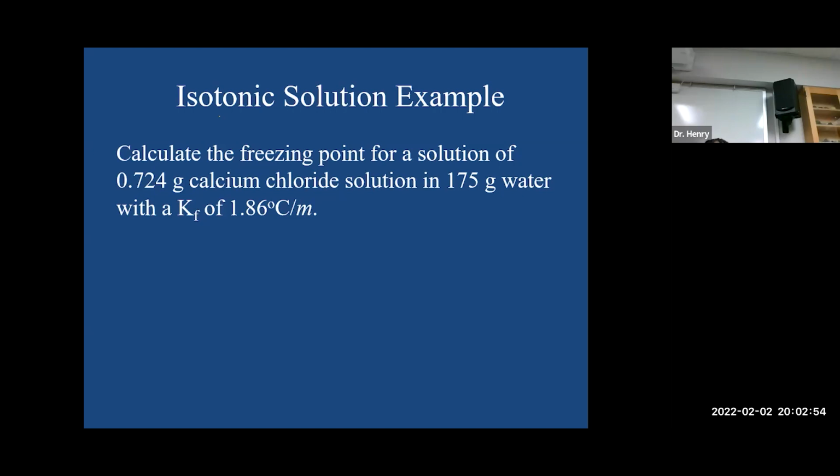If we were talking about sugar, our i factor is going to be 1, because it forms covalent bonds, so it's going to stay together. Does that make sense? Because it doesn't dissociate. That's right, because it doesn't dissociate.